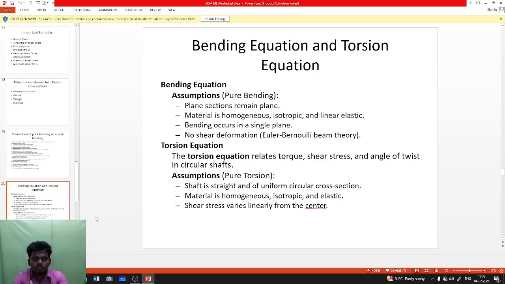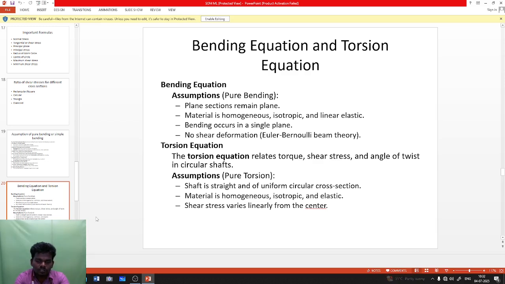Bending equation and torsion equation. The bending equation assumptions are: plane sections remain plane. It's only for pure bending, not for partial or no bending. The material is homogeneous, isotropic and linear elastic. Bending occurs in a single plane and no deformation occurs. No shear deformation. Example: Euler-Bernoulli beam theory.